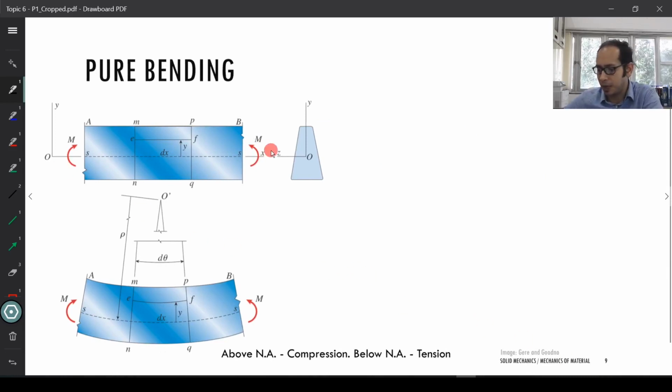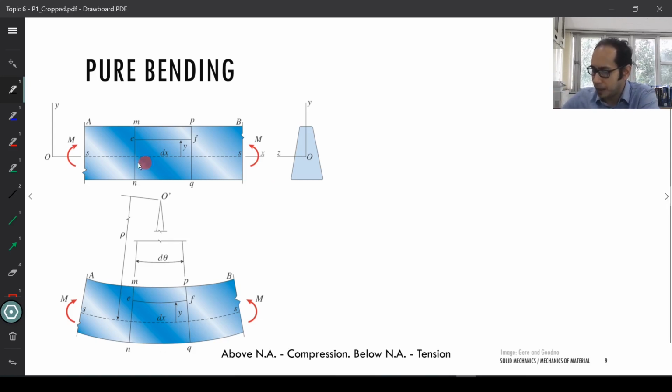So you have an M and an M over here, and some of the assumptions: the plane sections remain plane before and after bending, and also the top part contracts and the bottom part expands. That is, the top part is in compression and the bottom part is in tension for the case where you have the sagging moment, and in between you have a line which does not undergo any tension or compression or change of length, and that is known as the neutral axis.